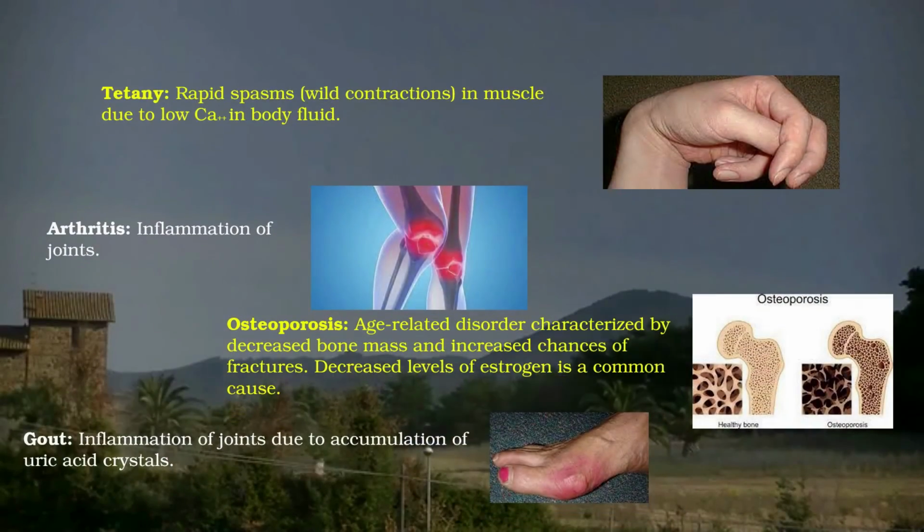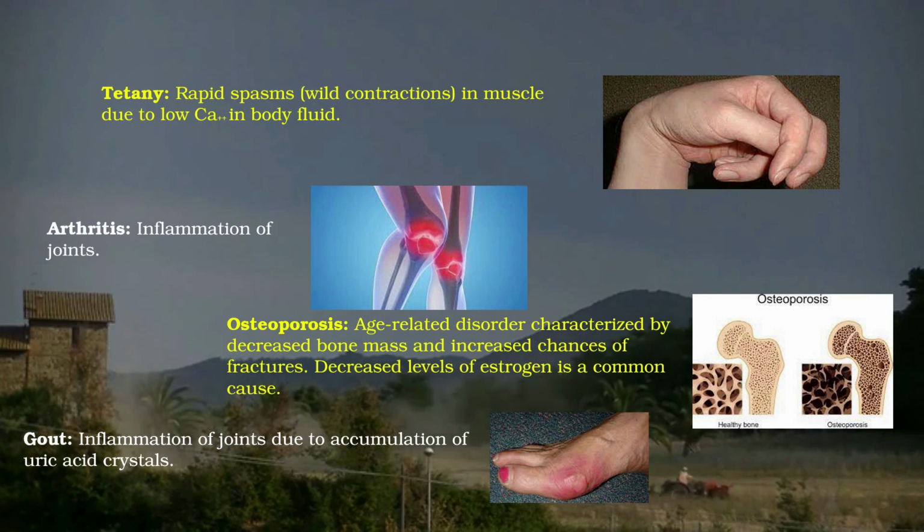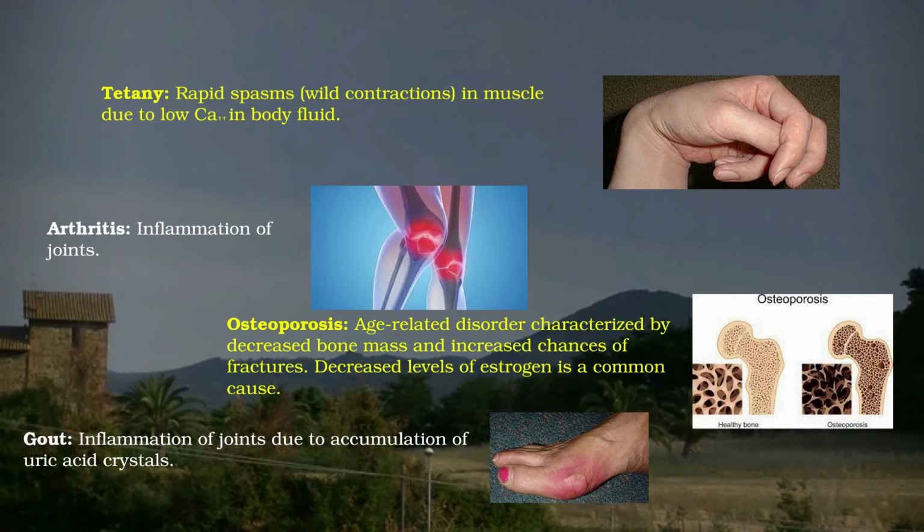Other disorders of the muscular and skeletal systems are: 1. Tetany. It is characterized by rapid spasms, or wild contractions, in muscle, due to low calcium ions in body fluid. 2. Arthritis. It is characterized by inflammation of joints. 3. Osteoporosis. It is an age-related disorder, characterized by decreased bone mass and increased chances of fractures. Decreased levels of estrogen is a common cause. 4. Gout. It is characterized by inflammation of joints, due to accumulation of uric acid crystals.